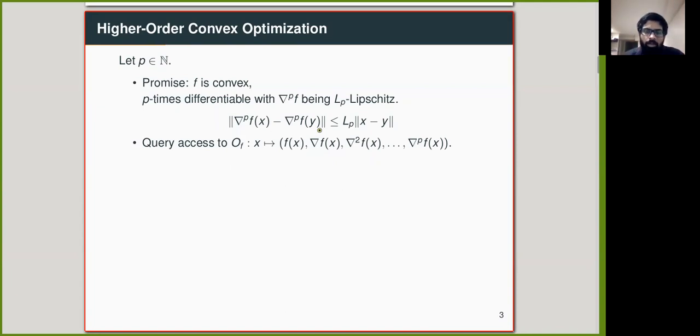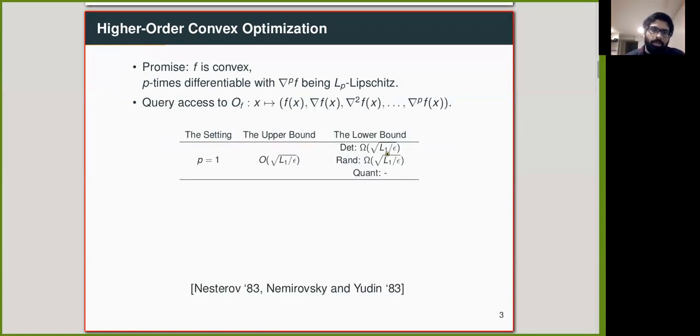And the query access that we're given to f is: on input x, you get the value of the function and you get all of its p derivatives. Now, these are higher order tensors, and this can be a very messy object. So this is not a very practical assumption, that we have access to such an oracle, but this is still interesting because of the algorithms that have come up for this kind of task.